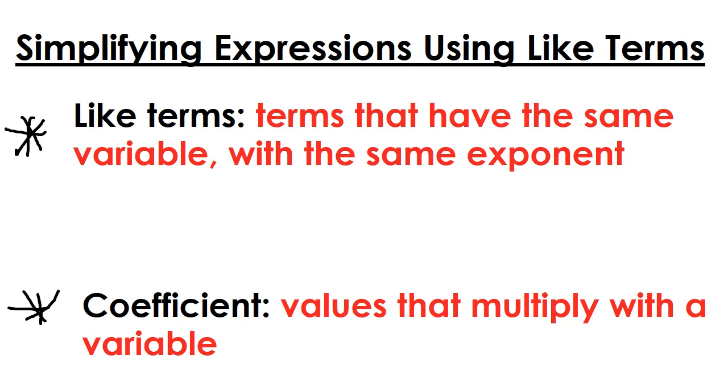Today we're going to be learning how to simplify expressions using like terms. So first of all, we need to know what like terms are. Like terms are terms that have the same variable with the same exponent. So let's write down an example.